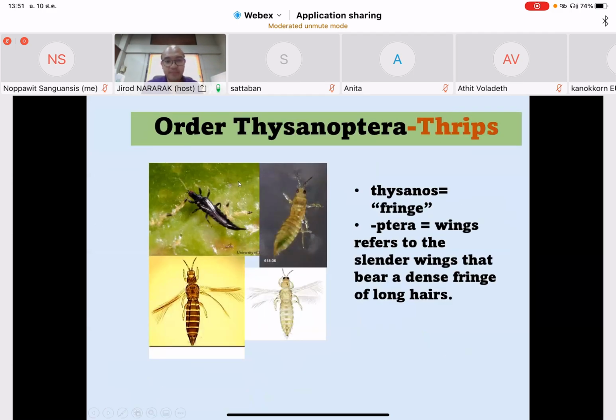Here, the Thysanoptera, you can see the black one on the green, so it's very small, and it's very hard to see the wing with your eyes. If you want to see the wing like the figure below, you have to look under the microscope. You can see the wing is really thin, and you can see small fringes. So it's totally different between the Thysanoptera and Isoptera.